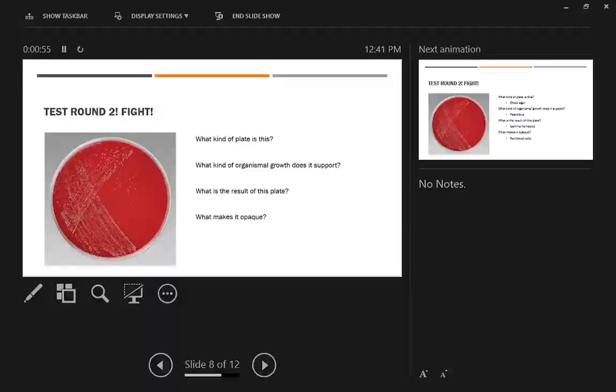What is the result for this plate? Gamma, which is also known as non-hemolytic. Right. Very good. Okay.